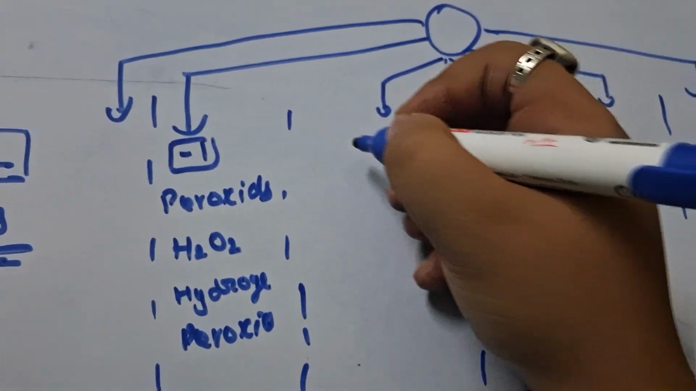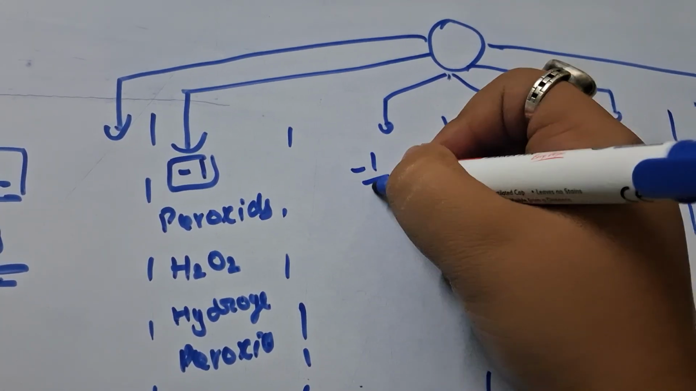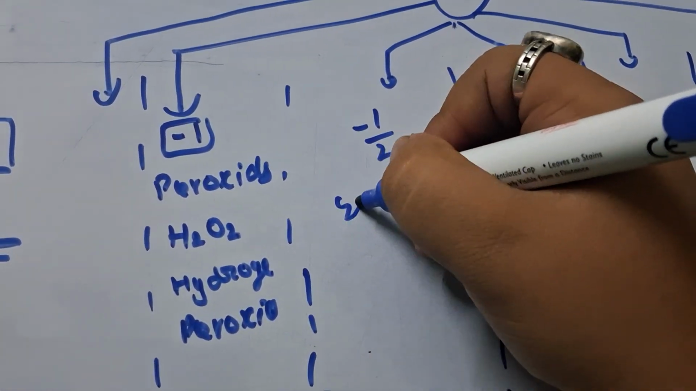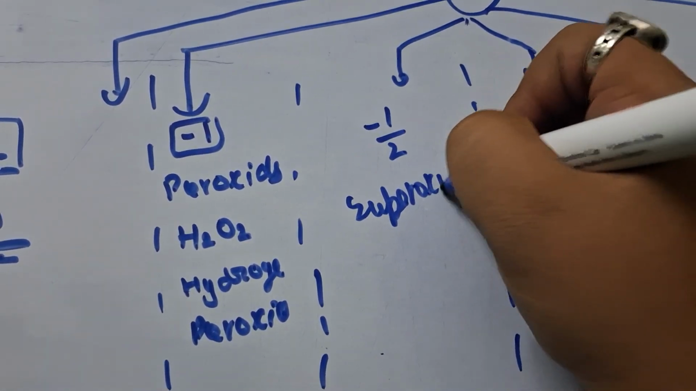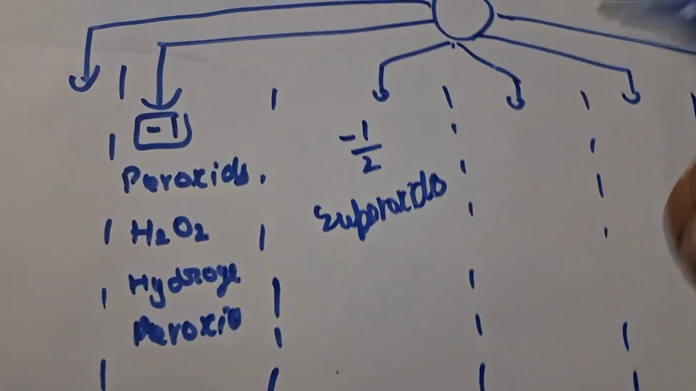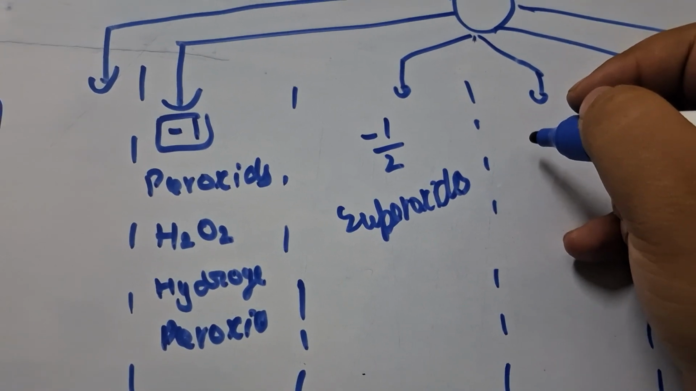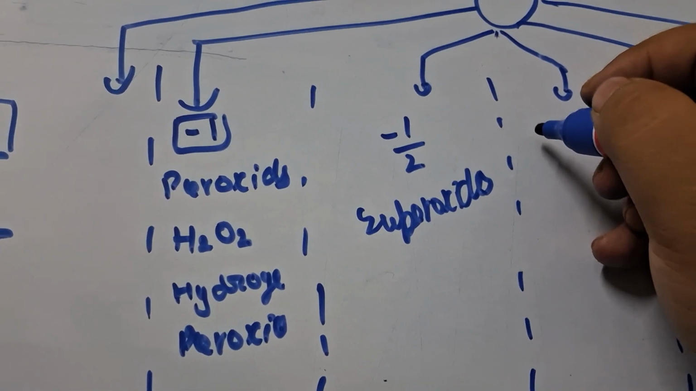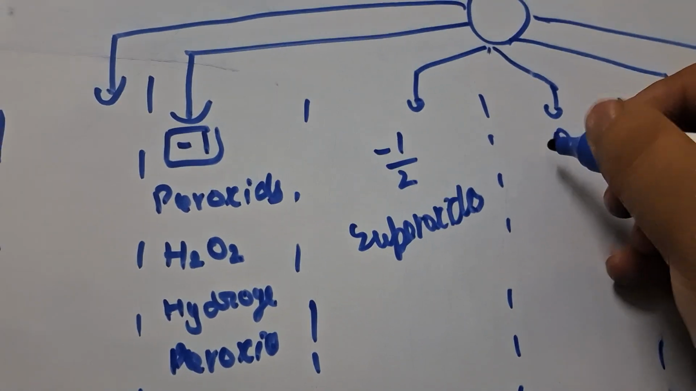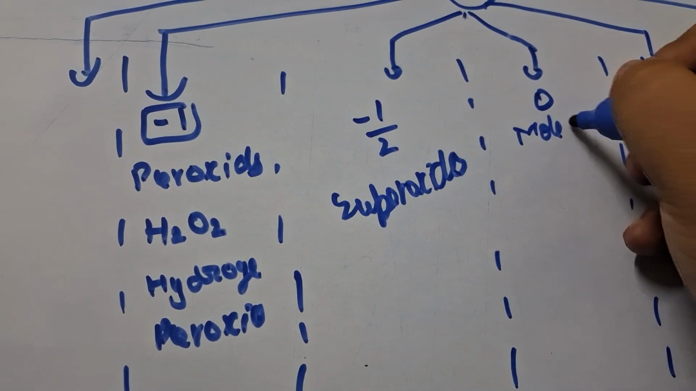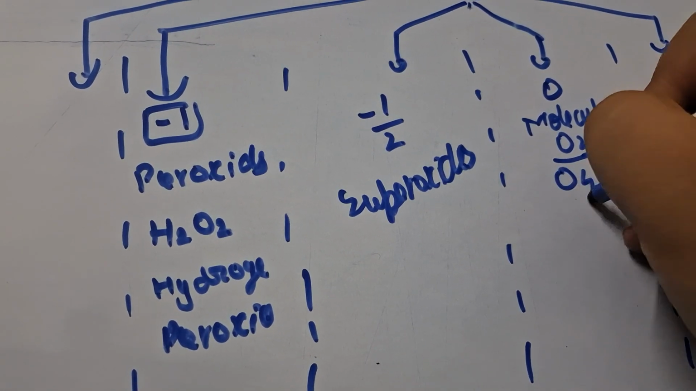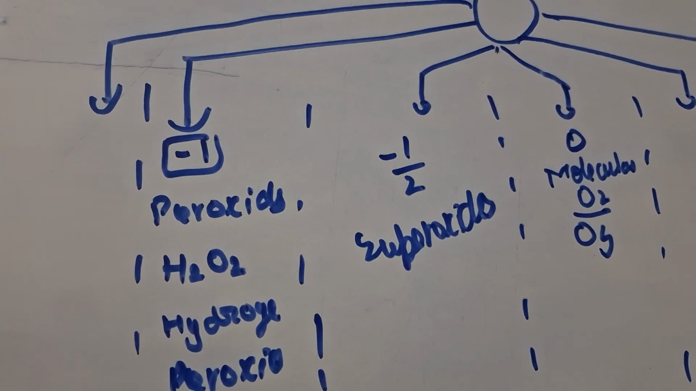Next is -1/2. When does this happen? Well, it's called superoxides. Don't worry about when it happens for now, you don't need to worry about that. Now 0 is just molecular oxygen. So oxygen and ozone, those two.